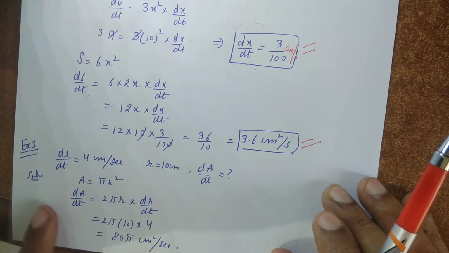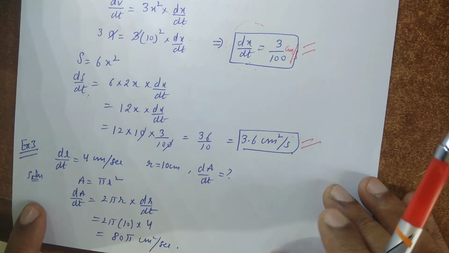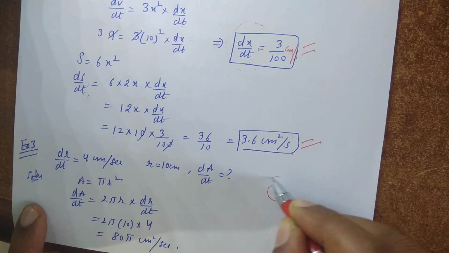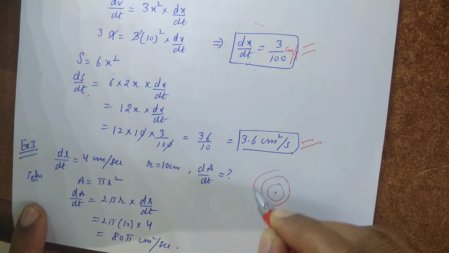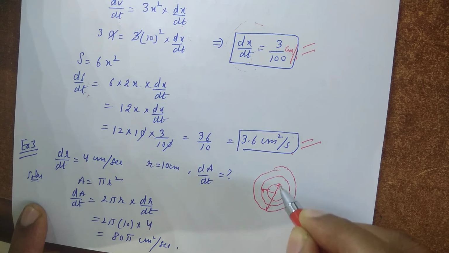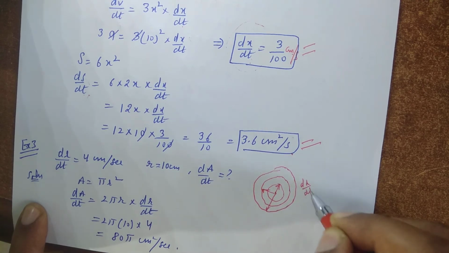He's saying a stone is dropped into a quiet lake. When the stone is dropped into the lake, we know that ripples are formed. That means the radius of the circle is increasing continuously with respect to time. Clear? The radius is continuously increasing with respect to time. Clear? That means dr over dt.